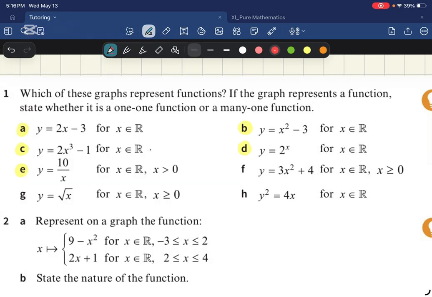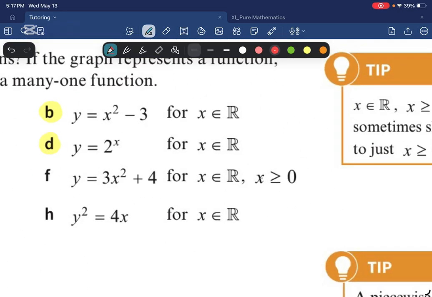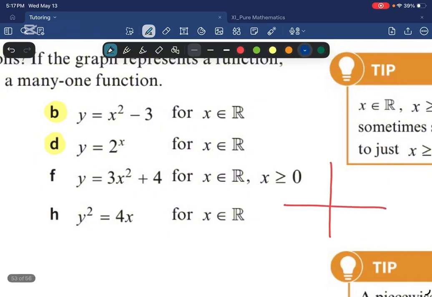So now F says y is equal to 3x squared plus 4, and we have a restriction. So the graph of y is equal to x squared looks something like this, and 3x squared means it's just stretched towards the y-axis. It's closer to the y-axis, so something like this. And plus 4 means it's shifted 4 units up. So our final graph is going to be something that looks like the green curve.